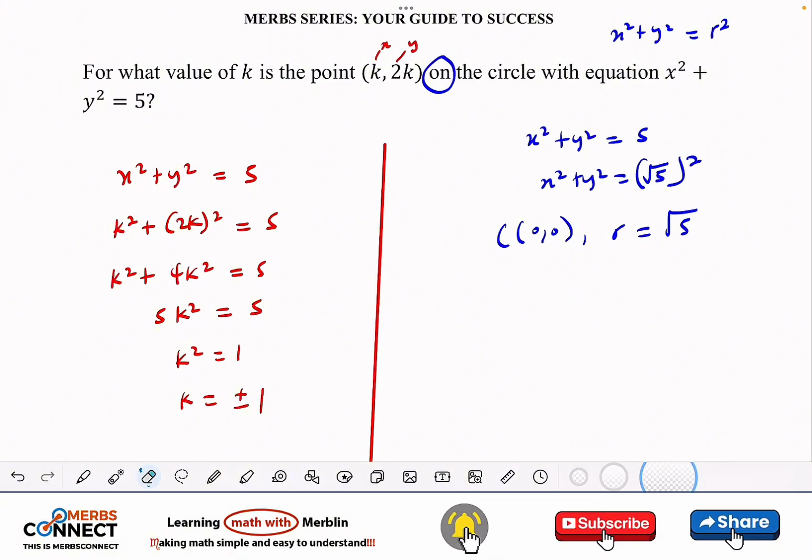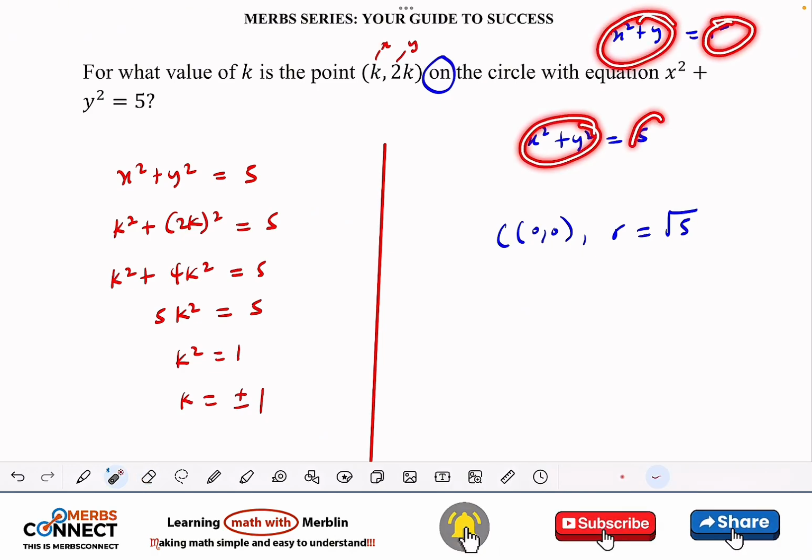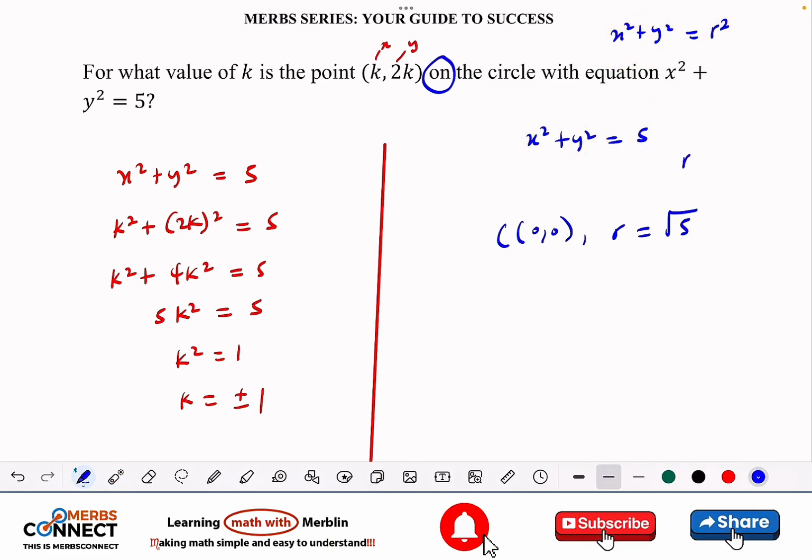Right? The radius is equal to. But if basically you cannot even see that this one's supposed to be root of that, then what you need to do is, if this is the same as this, then r squared is the same as 5. So if r squared is the same as 5, then what will be r? r should be root of 5, right?